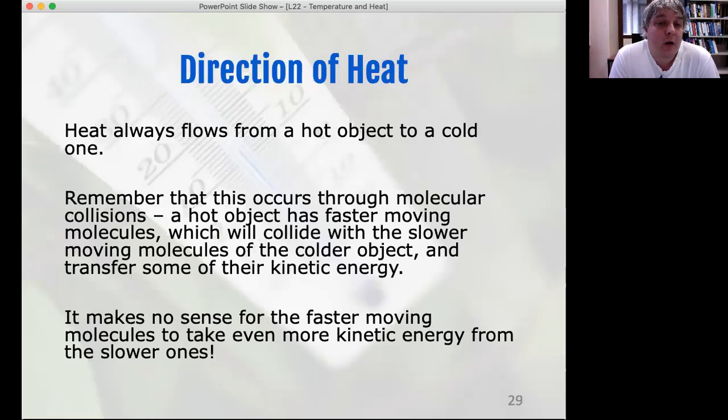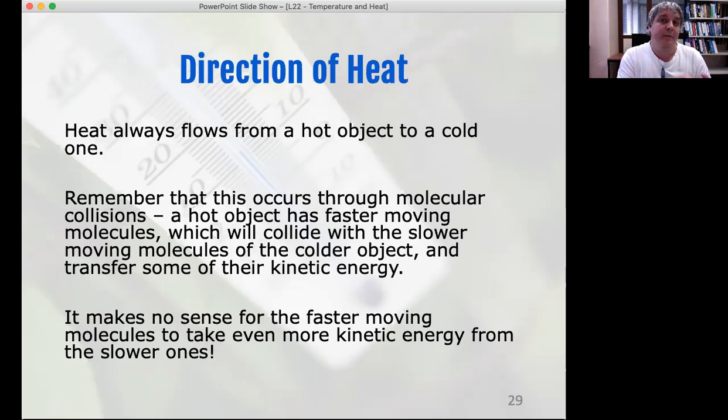Heat will always flow from a hot object to a cold one. Remember that this heat transfer is happening through molecular collisions. Hot objects have faster moving particles, cold objects have slower moving particles. If you get a slow moving particle and a fast moving particle colliding, there's no scenario in which the faster moving particle is going to gain energy from the slower one. It just doesn't happen. The faster one will give energy to the slower one, and that cools down the faster one and heats up the slower one. So the heat flow is always from the hot object to the cold object. There may occasionally be some energy flowing from the cold one to the hot one.